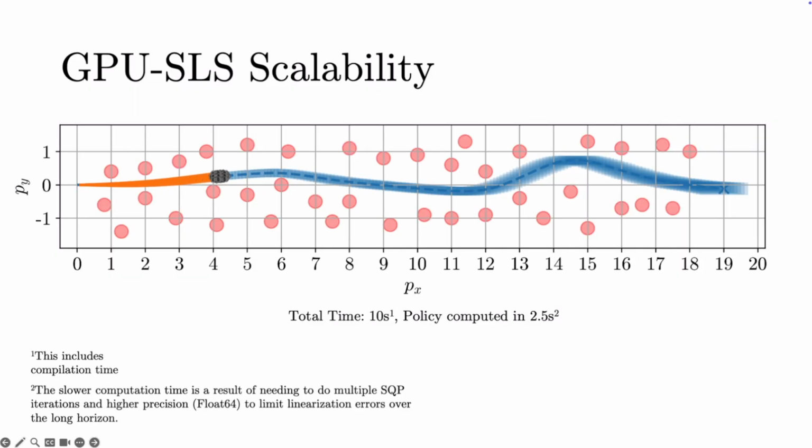We also demonstrate that our method scales to large-scale navigation problems with a large number of constraints. In this experiment, our method successfully computes a robust policy for a Dubin's car in an environment containing 40 obstacles, navigating over a time horizon of 10 seconds. This demonstrates that GPU SLS can reason in an uncertainty-aware fashion within large, densely cluttered environments over long time horizons, something that is typically computationally infeasible for robust control methods.